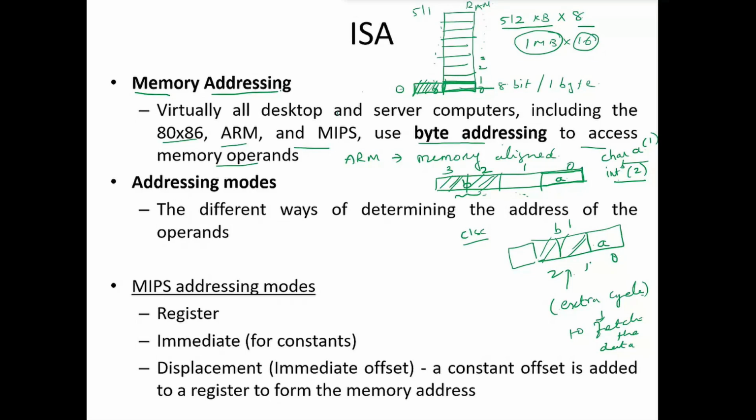But whether it is ARM, RISC or CISC architecture, it is going to use byte addressing to access the memory operand. More specifically, when you go with ARM, it is purely memory aligned. Memory aligned in the sense, as I told you, that the address mod the number of bytes should always be equal to 0. It should be aligned in such a way. So that is about memory addressing.